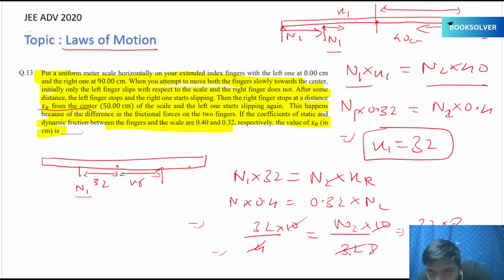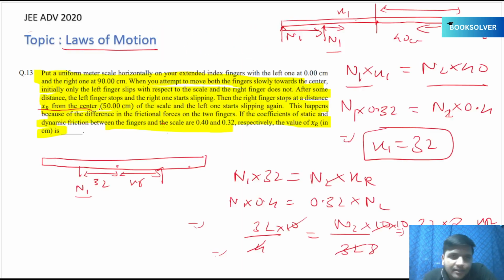If we remove the decimal of 32, it should be equal to 100 here. Now 32 into 8 by 10 is equal to XR. If we calculate XR, it is nothing but 32 into 8 is 256, by 10. That is equal to 25.6. I think this is our final answer. Let me write here. So XR is equal to 25.6. Thank you.